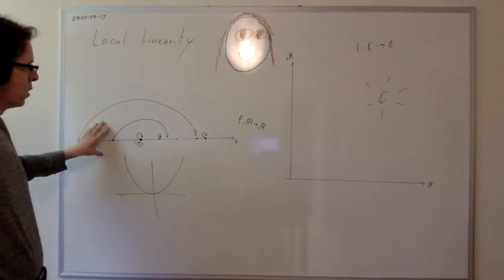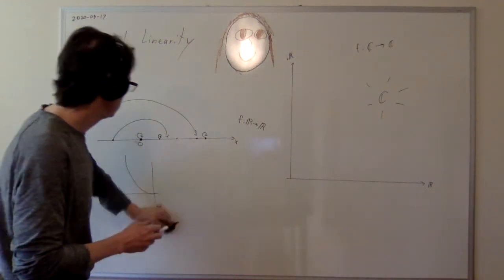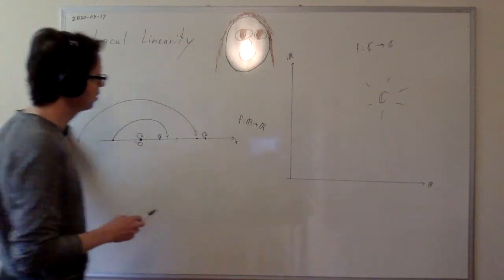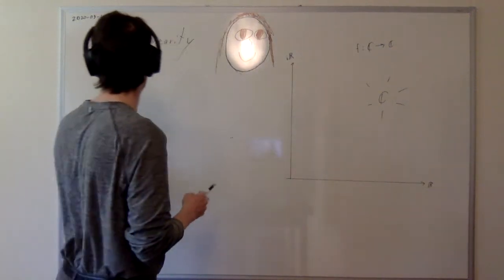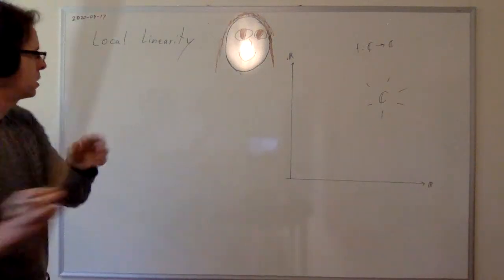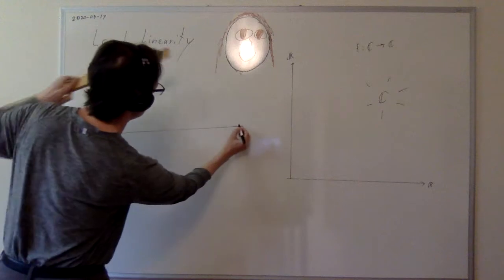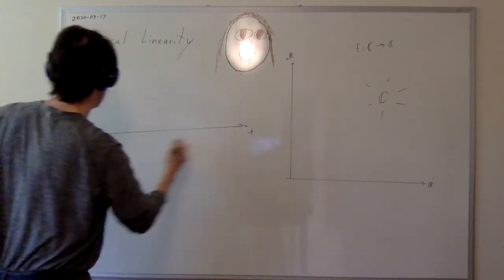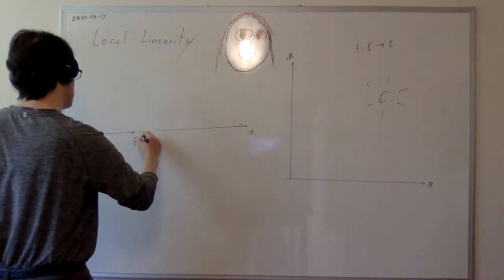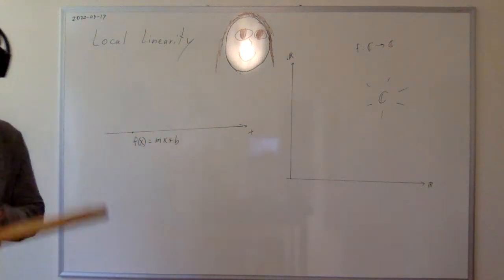So what does local linearity mean from this point of view? Local linearity means locally the function is very like a linear function. So let's examine what a linear function looks like from this point of view where we can only see its domain x. So let's imagine f of x equals mx plus b.